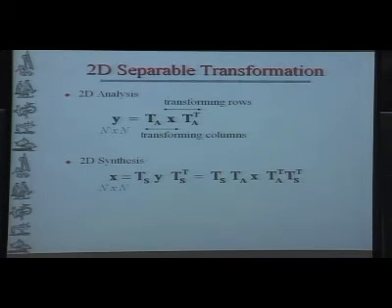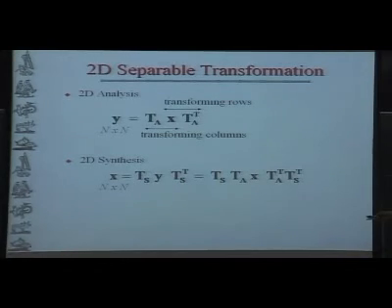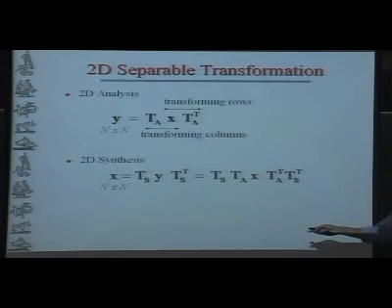In the synthesis, let's try to verify. In the synthesis, I need X is equal to Ts times Y times Ts transpose. And substitute Y in here, I have Ts times Ta times X times Ta transpose times Ts transpose. These are inverse pair, right? Ts is the inverse of Ta, so it's an identity, cancel. This is also the inverse pair transposed. So identity transposes itself, so I get my X back. So everything is all fine.